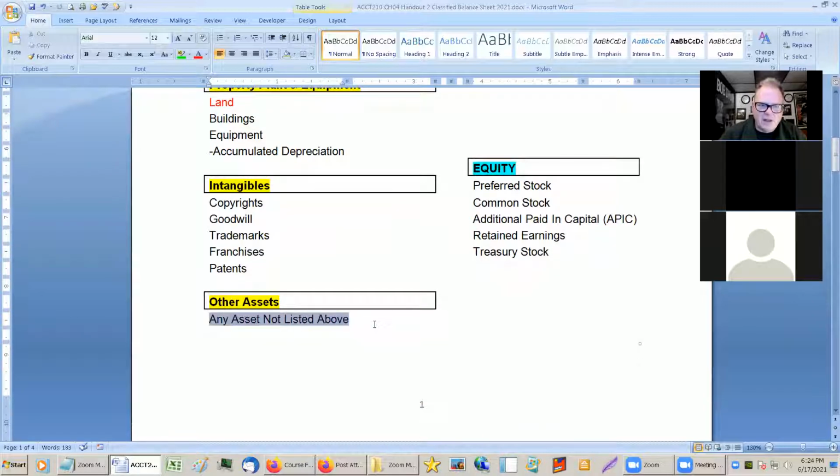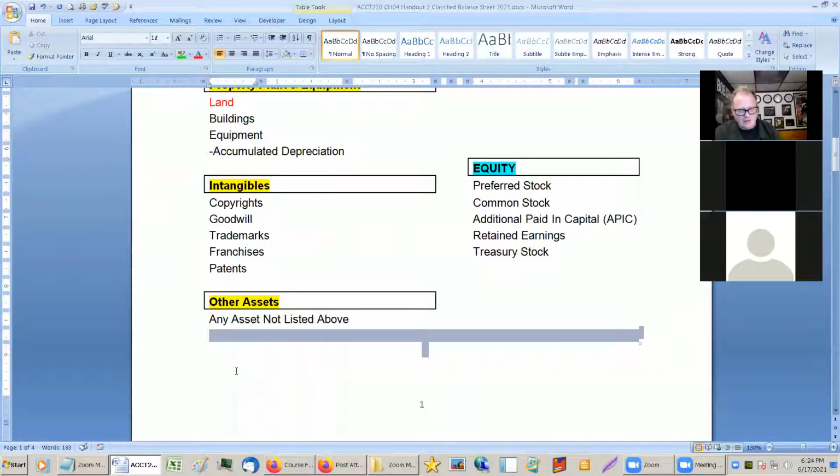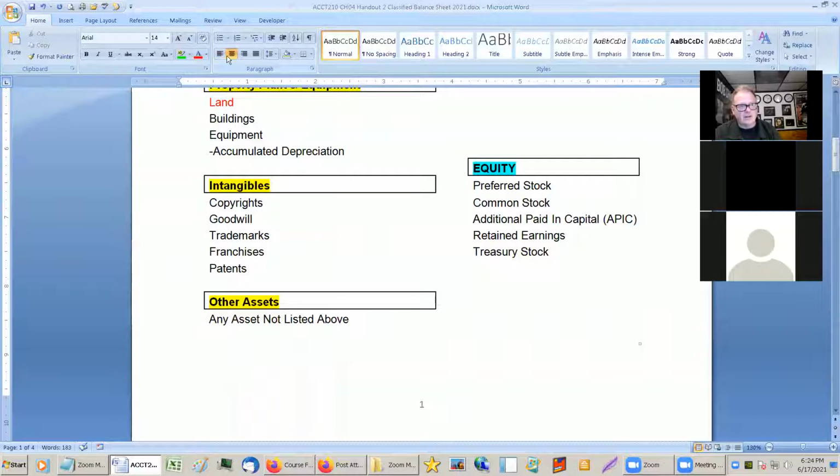Other assets: any asset not listed above. You say, well, how about an example? Another asset.